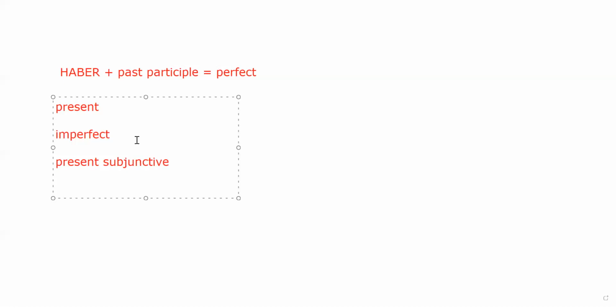There's your pluscuamperfecto use. And then we learned the present subjunctive of haber to form the pretérito perfecto de subjuntivo. And those are haya, hayas, haya, hayamos, hayáis, and hayan. And then we add that same past participle, and now we've got that pretérito perfecto de subjuntivo. And that's used in the exact same way that we used the pretérito perfecto with the present indicative, but we have a subjunctive trigger.